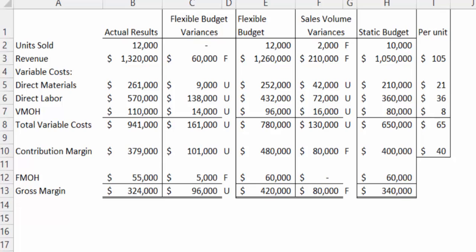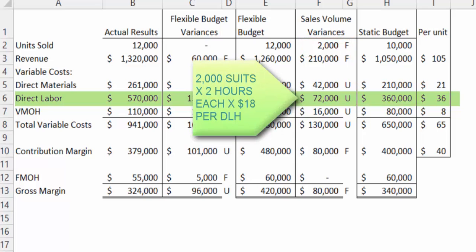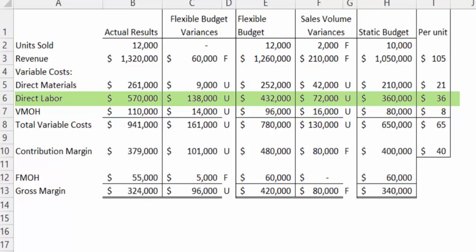So let's go back to our overall budget and identify the variance that we're going to look at in detail. For direct labor, the static budget was $360,000. We made 2,000 extra suits. And at 2 hours per suit times $18 an hour, we should have spent an extra $72,000. So that sales volume variance makes sense. We spent more money on labor to make more suits.